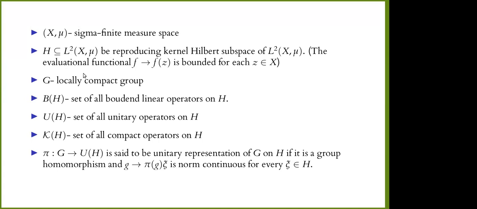And if G is a locally compact group, we denote B of H, U of H, and K of H to be the collection of all bounded operators, unitary operators, and compact operators on H. And the function pi from G to U of H is said to be a unitary representation of G on H if it is a group homomorphism, and for each psi coming from H, the map G going to pi of G evaluated at psi is a norm continuous function.